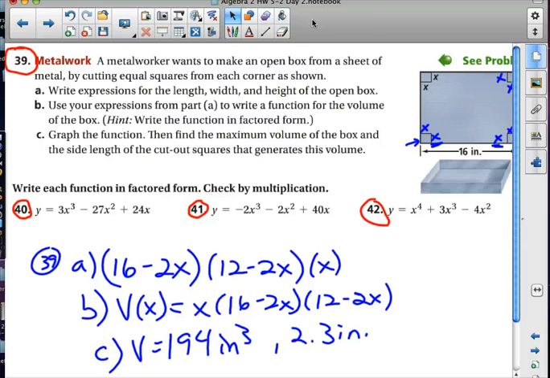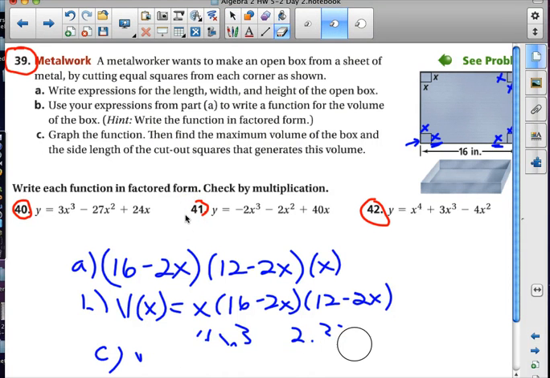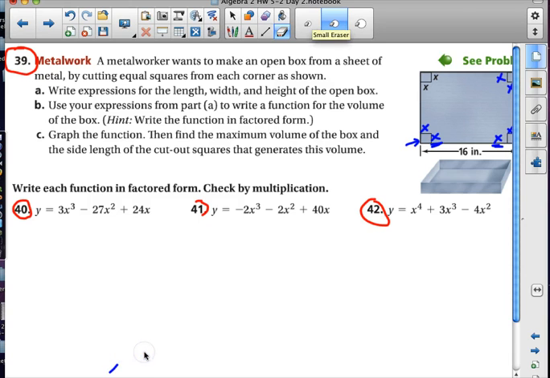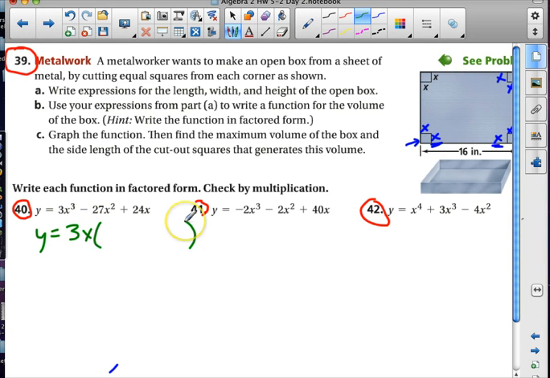All right, then 40, 41, and 42 are asking us to go ahead and write the functions in factored form and then check by multiplication. Well, I'm not going to bore you with the checking by multiplication, but pretty obviously there's way too many x's in this one, and 3 can be pulled out of all of them. So x is the highest power that I could take out, x to the first, and then the 3 will come out as well. So I would need an x squared to get 3x to the third back, and then need a negative 9x if I multiplied that together to get the negative 27x squared. And then I would need a plus 8 to get that 24.